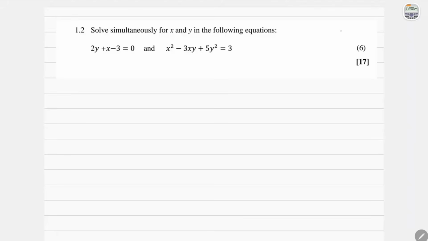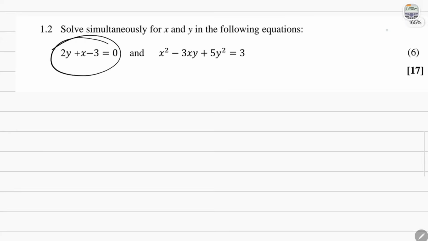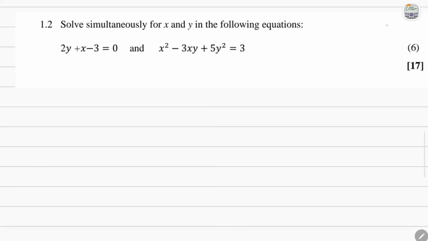Question 1.2 says, solve simultaneously for x and y in the following equations. We're given two equations. Notice that one equation is linear. It doesn't have any x squared or any xy, anything like that. So in this equation, we can easily make x the subject. We will leave x on the left-hand side, and then let's transpose. When the negative 3 goes over, it becomes positive 3.